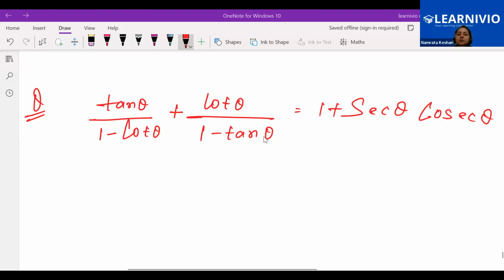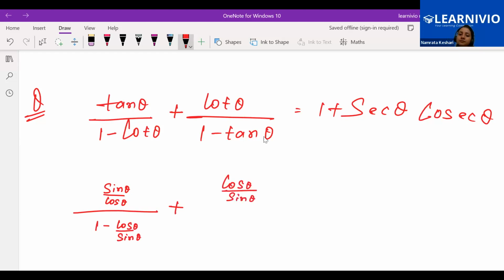Are you able to do it by yourself? See, the basic approach, we don't know what to do. Even I don't know what to do. So what will be the approach? Tan we will change to sine by cos. Yes, exactly, Aisha. And plus cot we will convert to cos by sine.